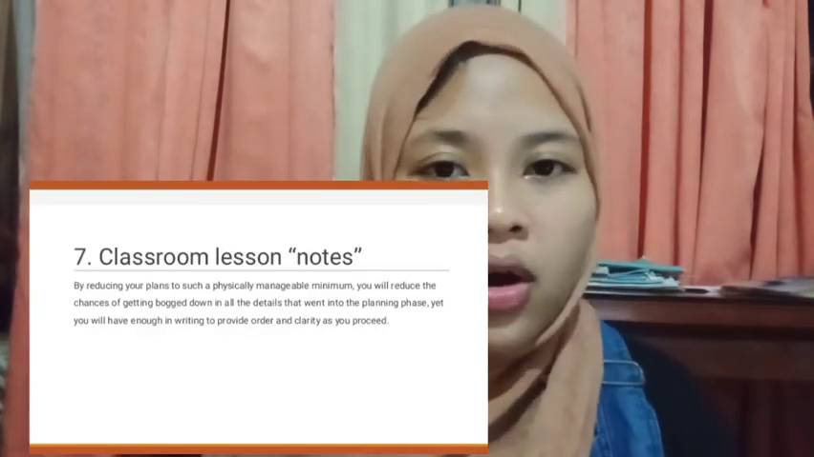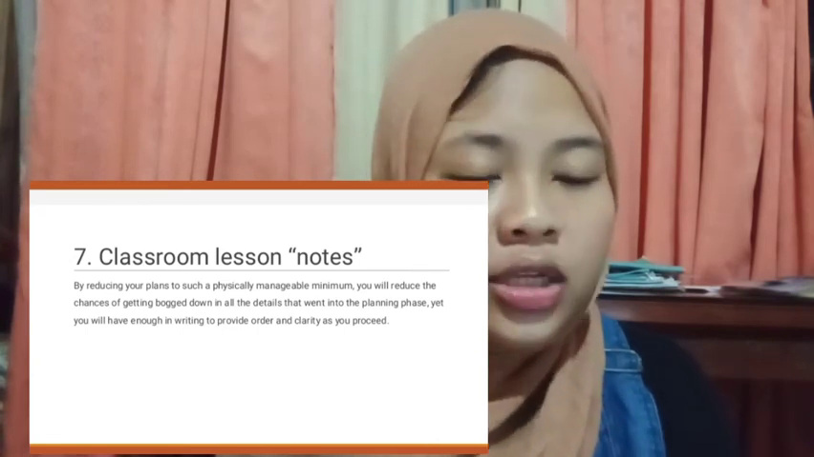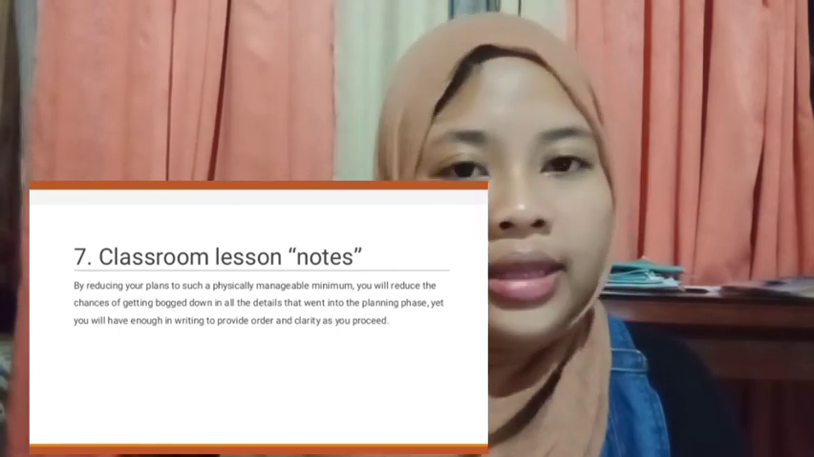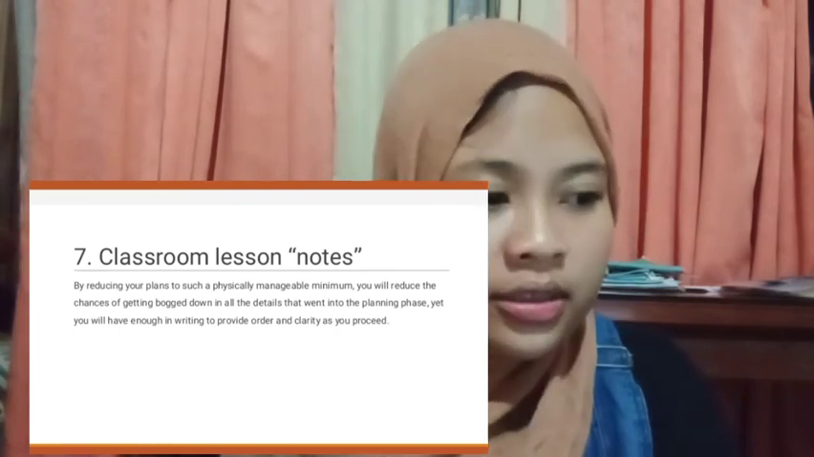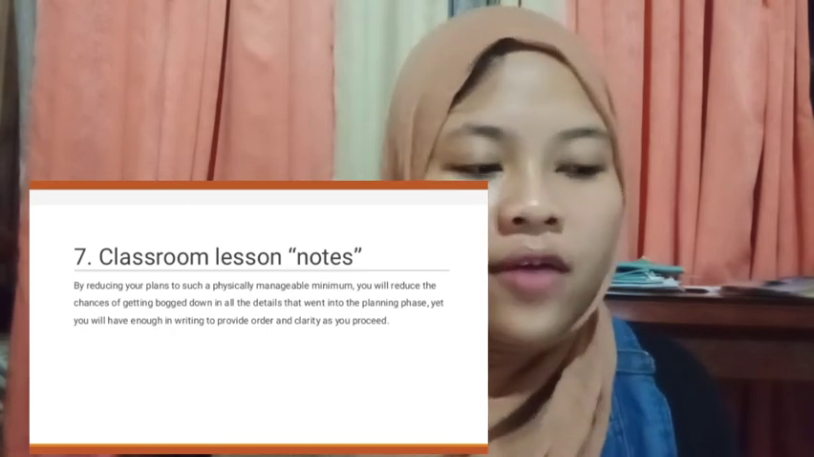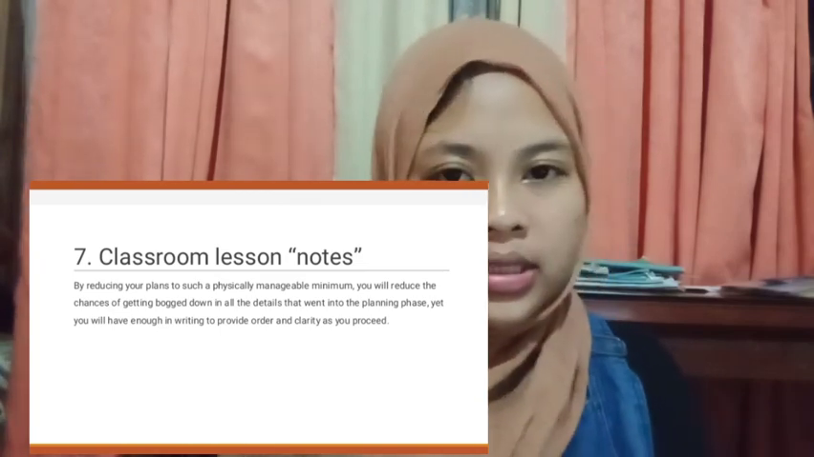And the last, there is the classroom lesson or not. By reducing your plans to such a physically manageable minimum, you will reduce the chance of getting bogged down in all the details that went into the planning phase. Yet you will have enough in writing to provide order and clarity as a project.